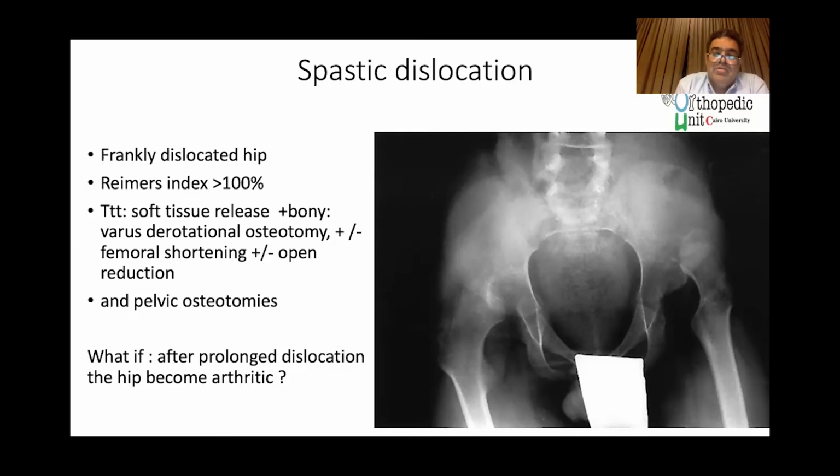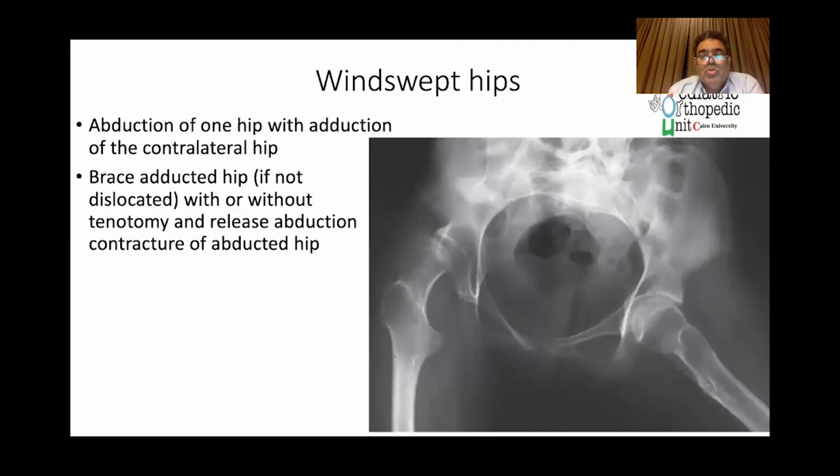And if this problem has occurred where we have a late presenting CP neglected hip dislocation with arthritis, we should go for femoral head excision. Always you should remember that when you have a dislocation on one side, examine the other side.